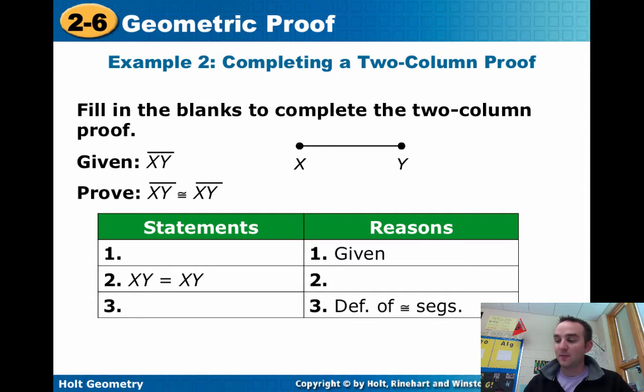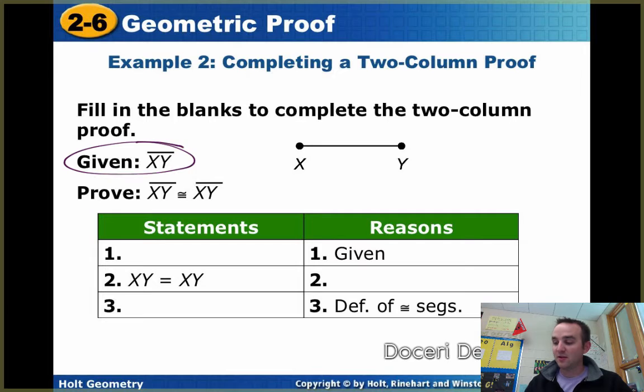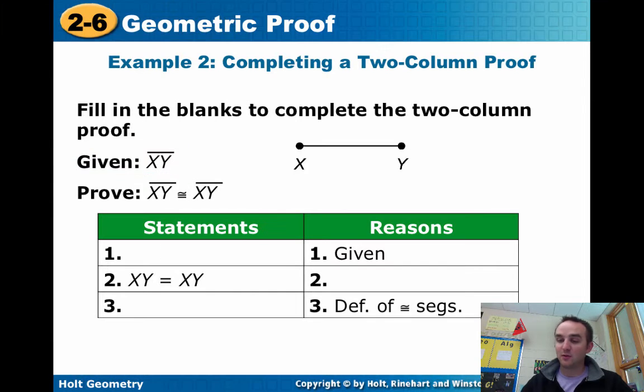Well, if you look up at the given, the only thing that's given is xy. That's our given. xy is equal to xy. Well, let's take a look at why that is. We said xy is there. Reflexive property of equality. Remember, anything is equal to itself. That's reflexive property.